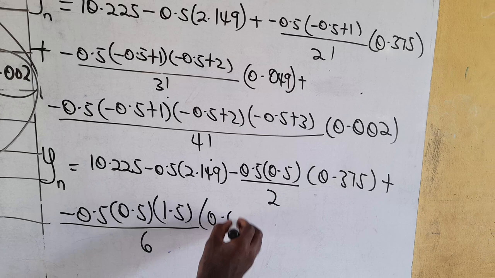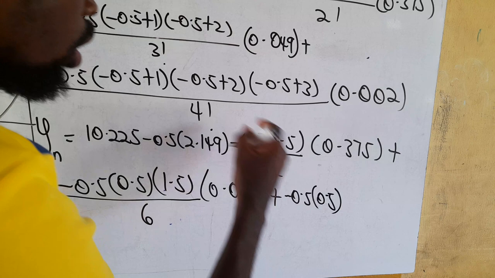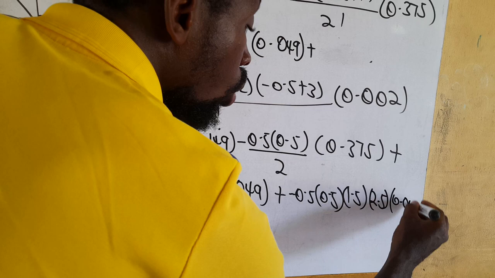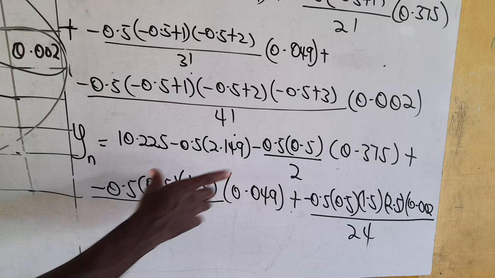Then plus here, so again negative 0.5, then negative 0.5 plus 1 will be positive 0.5, negative 0.5 plus 2 will be 1.5, then negative 0.5 plus 3 will be 2.5, then times 0.002, all over 4 factorial is 24. So we'll simplify all this and we take it from there.